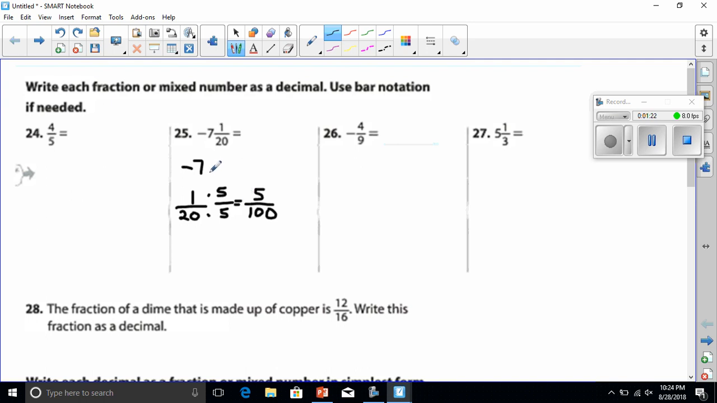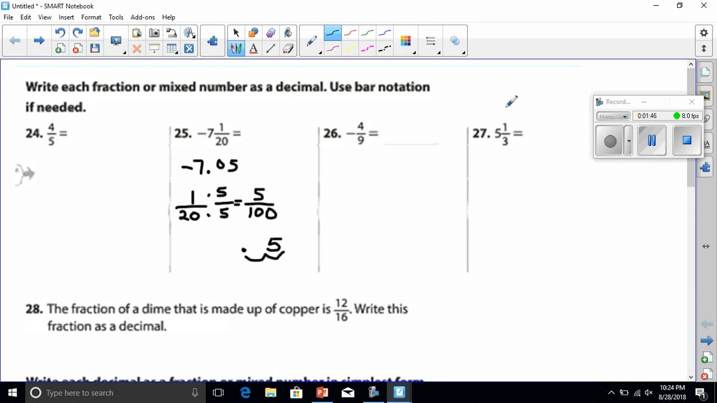That means this would be 0.05. And some of you might be saying, why 0.05? Well, whatever the number is on top, I have to remember to move my decimals 2 spaces over. All right? Well, that's number 25, -7.05. And let's go to number 27 now.